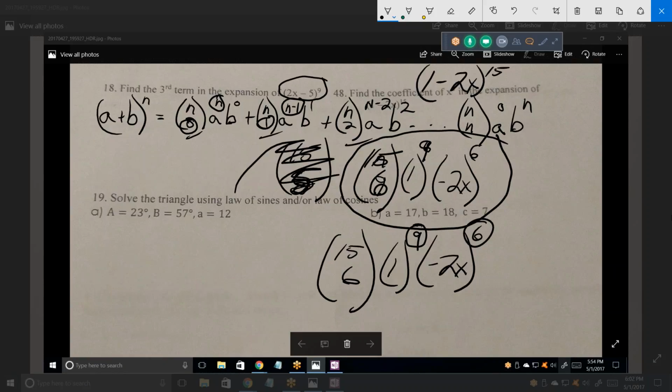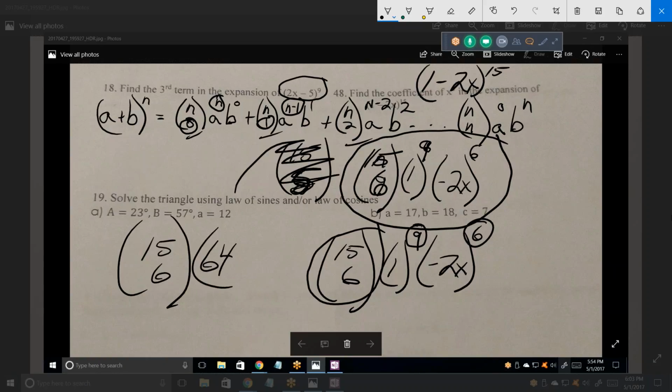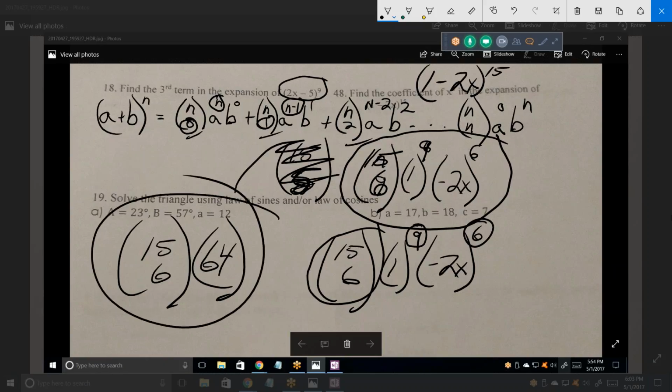And now the answer is, well, you've got to come up with that number. 1 to the 9th is 1, but then minus 2 to the 6th power is 64. So the answer to her question is 15 choose 6 times 64. Whatever that number gives you is the answer. That's the coefficient of x to the 6th.